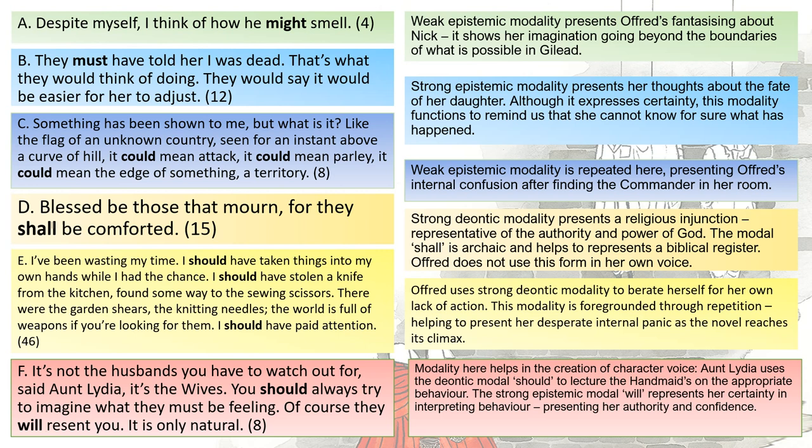Here Aunt Lydia uses both kinds of modal. The should, of course, is expressing a fairly strong deontic modal to the handmaids in terms of Aunt Lydia's status, telling them how they should and shouldn't behave. But also Aunt Lydia has this total confidence. Of course they will resent you, it's only natural, and that strong epistemic modality there represents the certainty and perhaps the authority in her individual character voice.